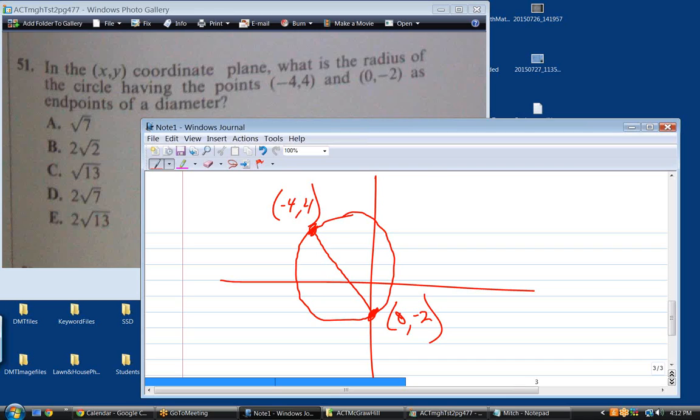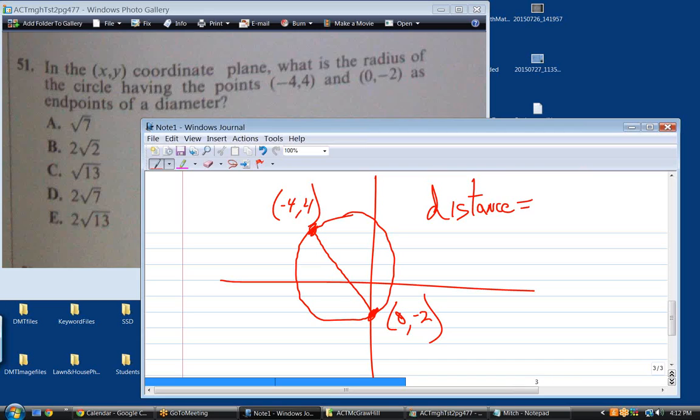So what's the distance formula? The distance between any two points in the XY plane is... y2 minus y1 over x2 minus x1. That's slope.